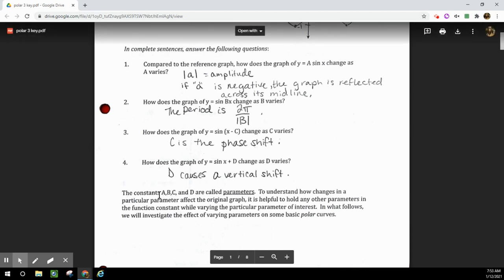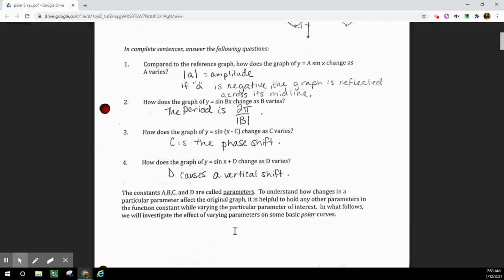But we call these constants A, B, C, and D parameters. To understand how changes in a particular parameter affect the original graph, it's helpful to hold any other parameters in the function constant while changing the others. So you're familiar with that probably. We could make sliders, changing things one at a time to see what effect each one has.